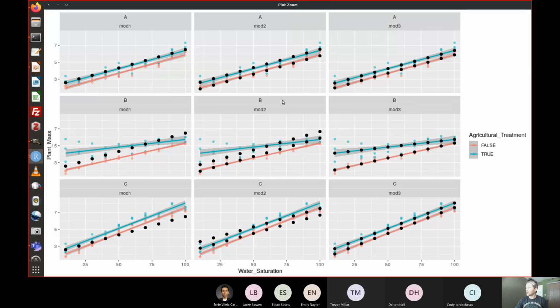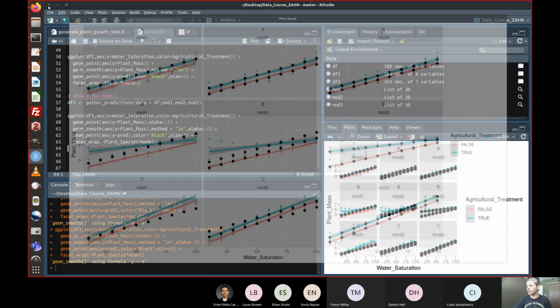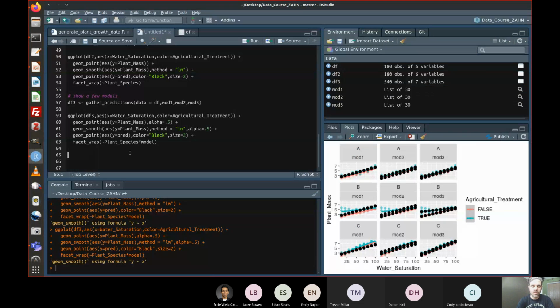Oh yeah. So you can see how the second model does a better job than the first one because it allows the prediction to vary based on agricultural treatment, but it's still not capturing the real spread of our data because it doesn't capture that interactive changing of the slope. Okay. So I'm going to go with that third model. Summary mod 3.